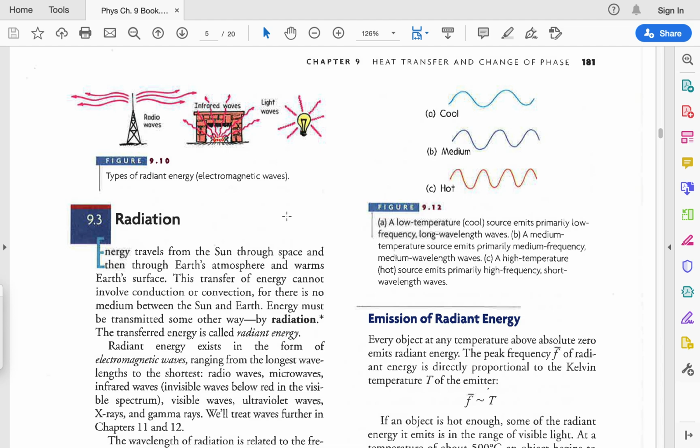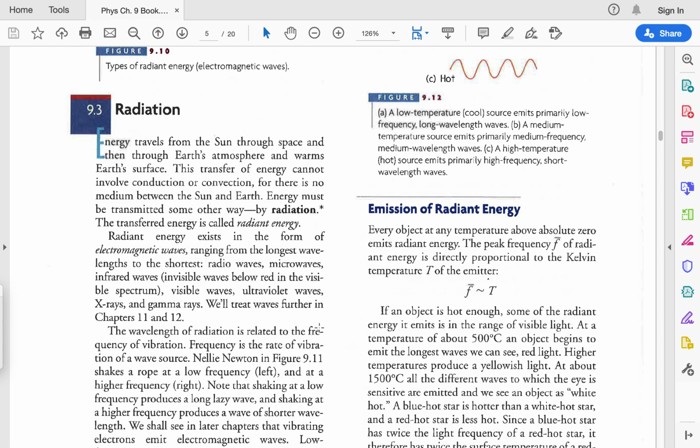There's no particles or fluid for the sun to heat up. So because there's no fluid, it can't be convection. There's no direct contact, so it can't be conduction. So this is our third type of energy transfer we call radiation, and the transfer of energy we call radiant energy.